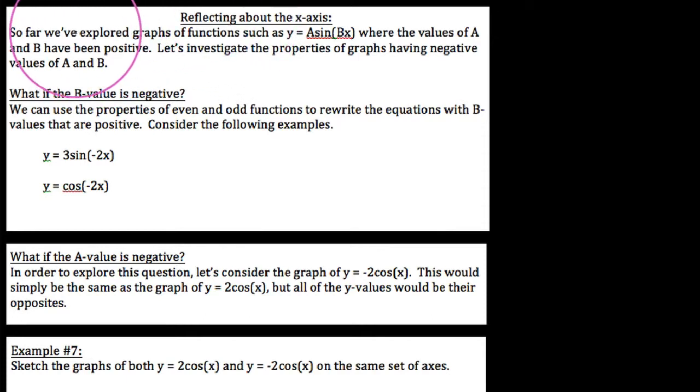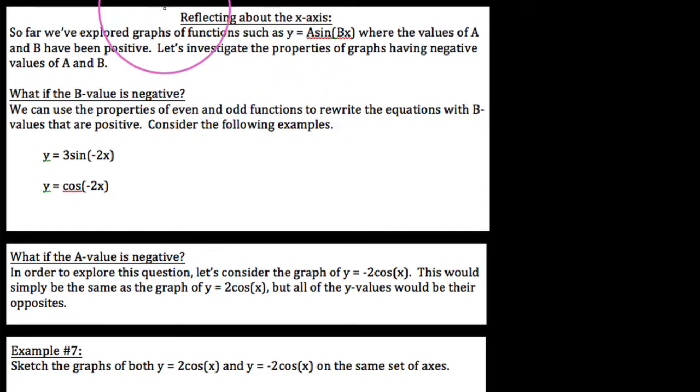So far we've explored graphs of functions such as y equals a sine bx where the values of a and b have been positive. What if now we start to make either of these values negative? We're going to start by exploring what would happen if we made the b value negative here.